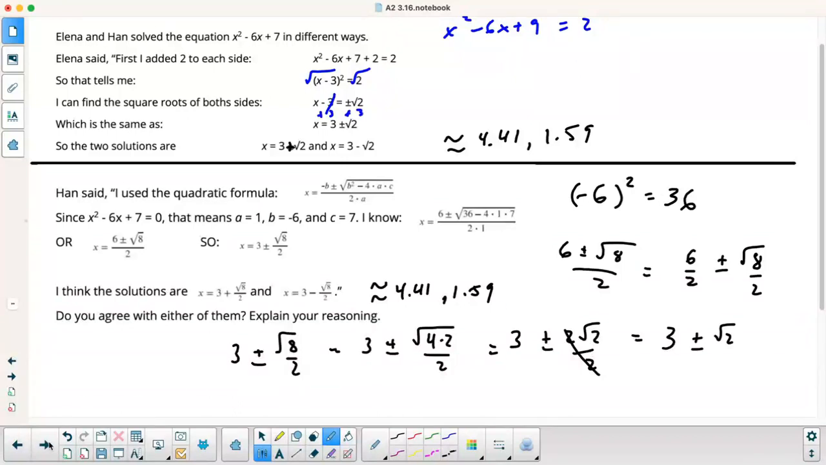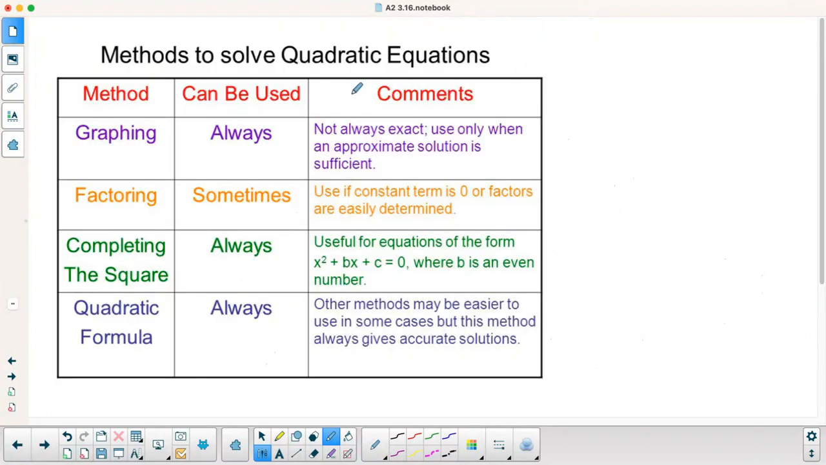So just got to check the math. All right, so methods to solve quadratic equations. A little quick review. All right, graphing. Graphing can always be used. The problem is it won't always give you exact answers.